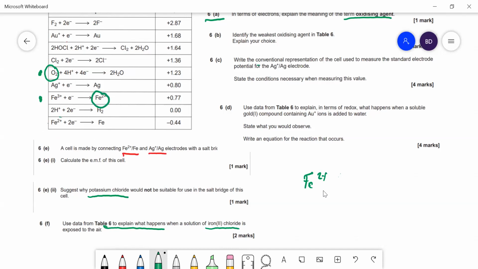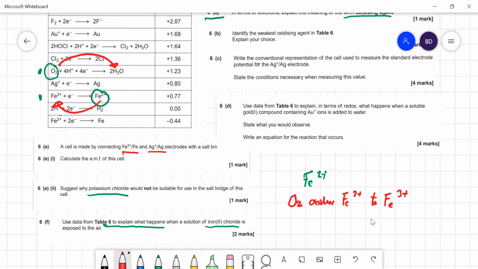Okay, now what would happen with iron 2? Well, let's have a look at these two equations. Can oxygen react with Fe2 plus? Which is the most positive of those two equations? It's the oxygen one. So that's the best at taking in electrons, so that's going to go forwards. Which is the most negative? It's this one, which is the best at giving away electrons. It's going to go backwards. So what would happen is the oxygen will oxidize Fe2 plus to Fe3 plus ions. It doesn't ask for an equation there, so we won't give one. Okay, and I think that's the end of that question. That's the last bit.